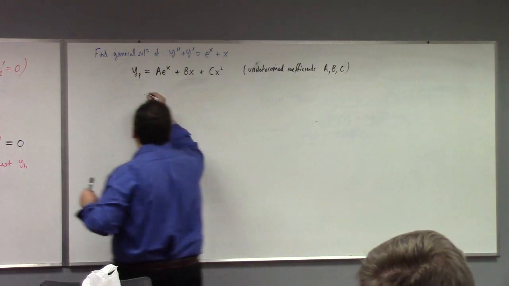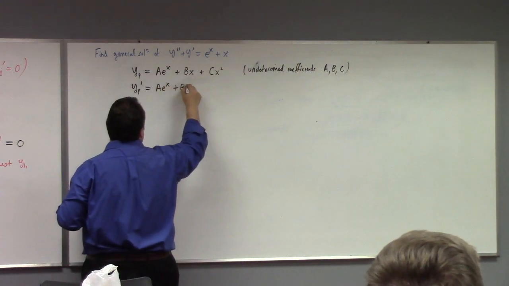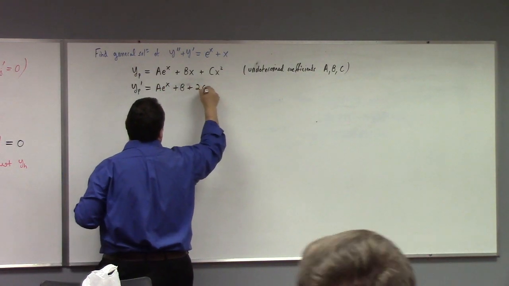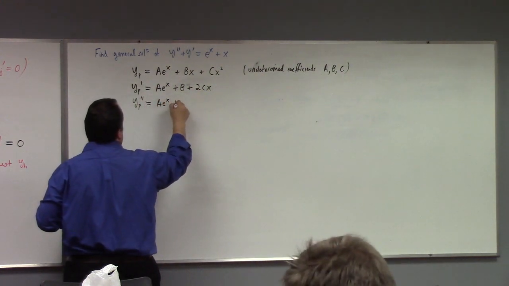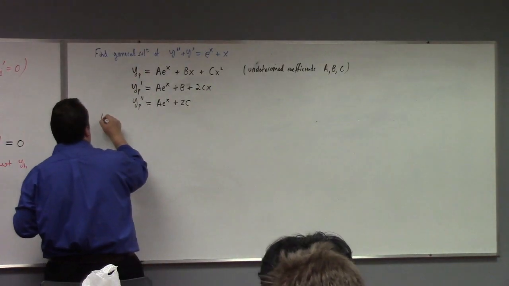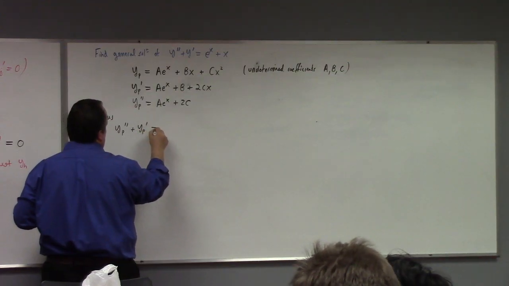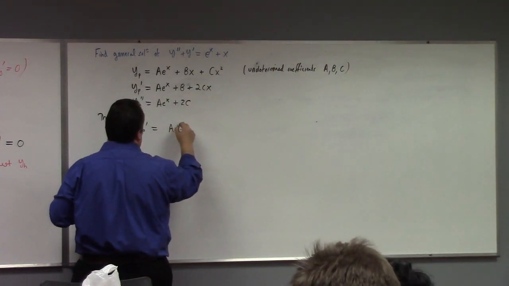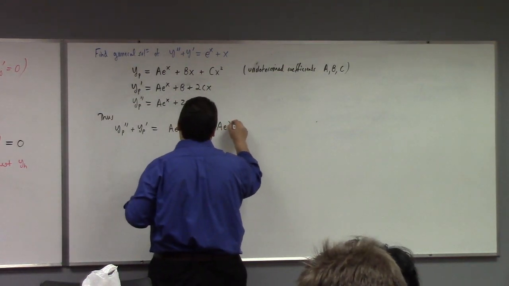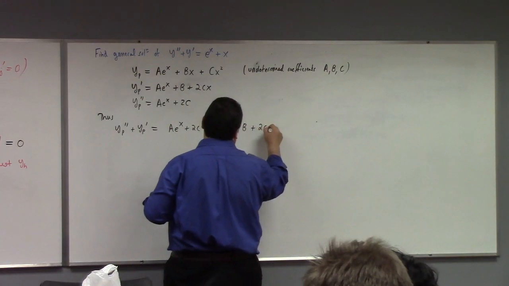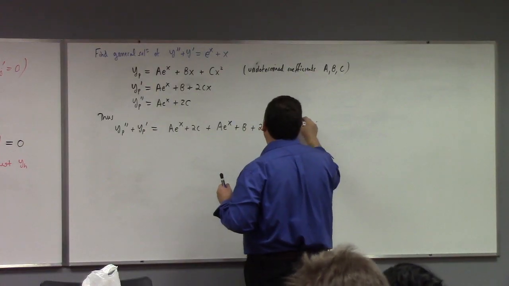Okay, so here we go. yp' is A e^x plus b plus 2cx, and yp'' is A e^x plus 2c. Thus, yp'' plus yp' is apparently A e^x plus 2c plus A e^x plus b plus 2cx. Now that's all equal to the inhomogeneous term, which here was e^x plus x.